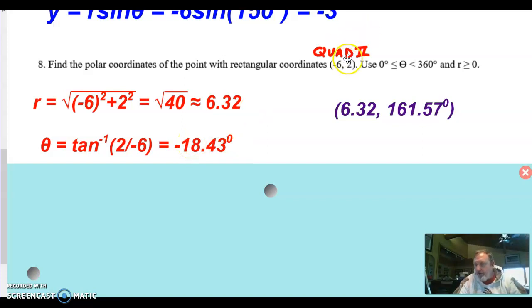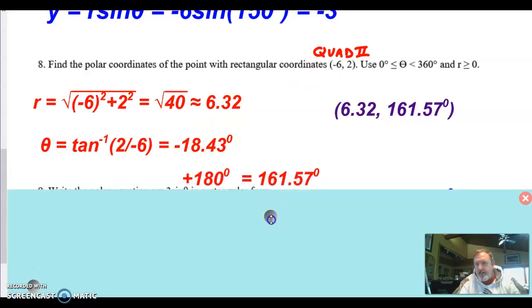However, I'm in quadrant 2. Quadrant 2 is between 90 and 180, so I have to add 180 degrees to that to get 161.57. So please make a note right here of the adding 180 and why we added 180, because we are in quadrant 2.